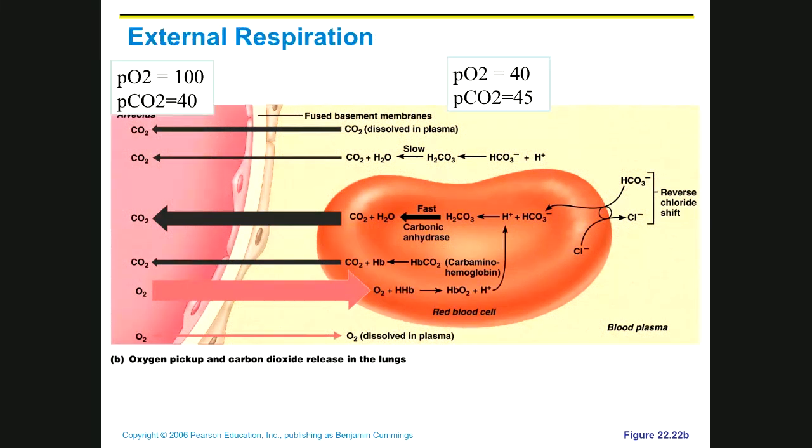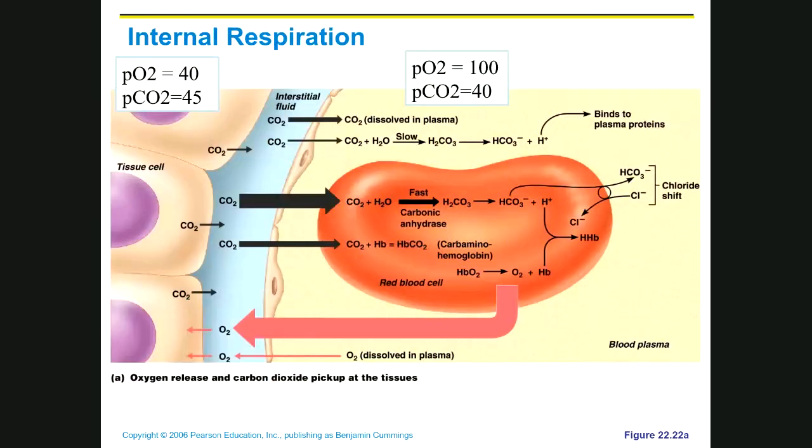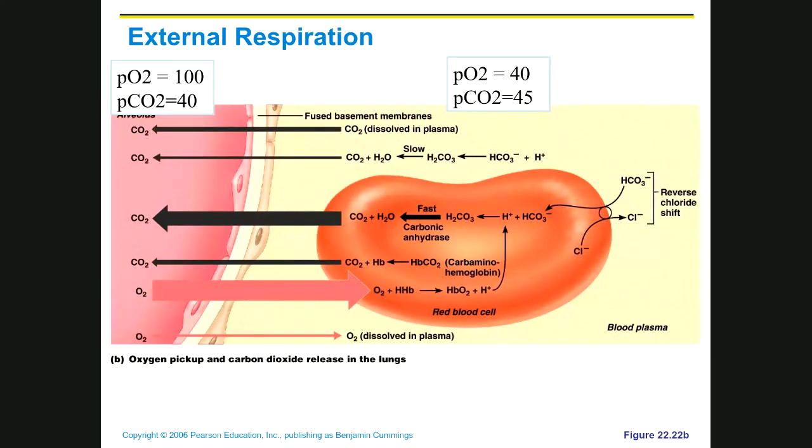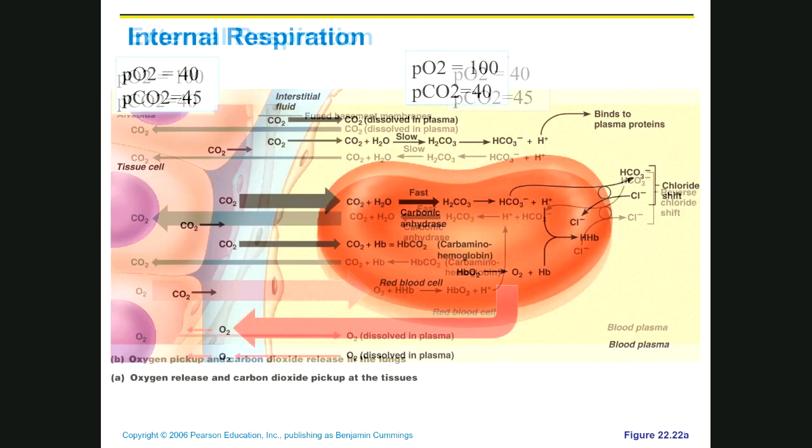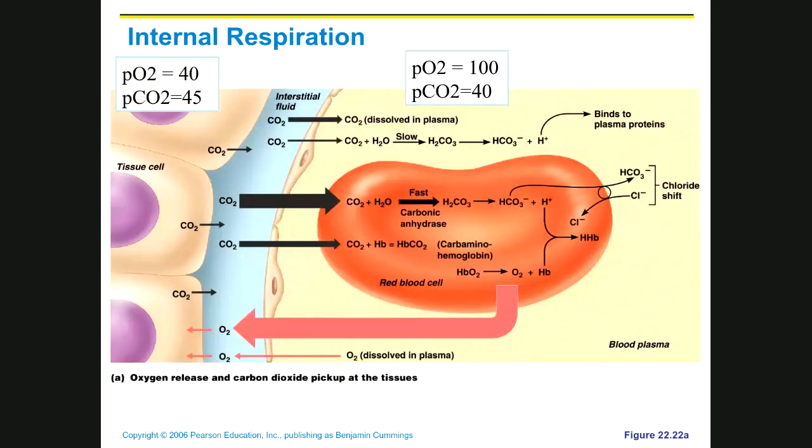So, that is transportation of carbon dioxide. And then that is external respiration. Remember, things move down their gradient. And internal respiration. And again, they're going to move down their gradient. And so we're going to get gas exchange.